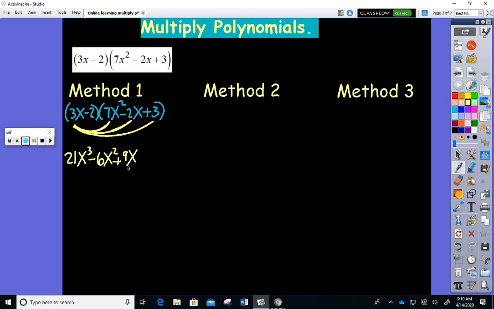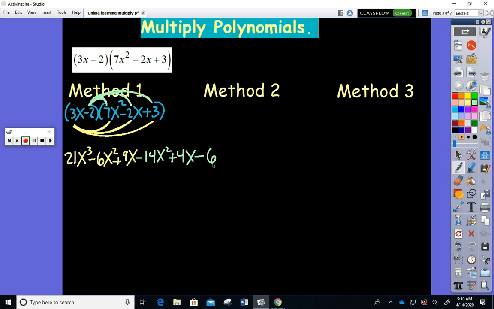Now I'm going to do second times first, second times second, second times third. So second times first is minus 14x squared. Second times second is plus 4x. Second times third is minus 6.